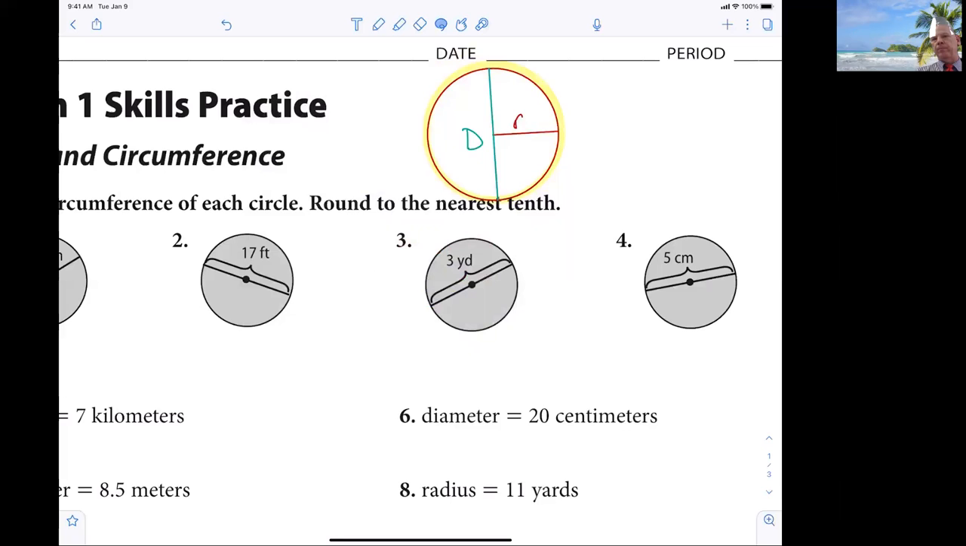So what's the formula for circumference? Does anybody remember? Circumference equals pi times what? Yes, very good. You have a choice. It can be pi times the diameter or 2 pi r. Those are your options. Why is that true? Look at the relationship between the radius and the diameter. Every diameter has how many radii? Two. So the diameter is always equal to 2 times the radius.